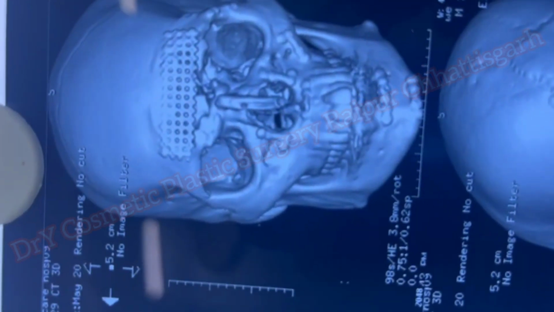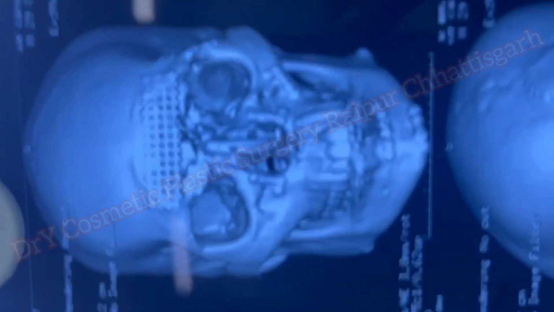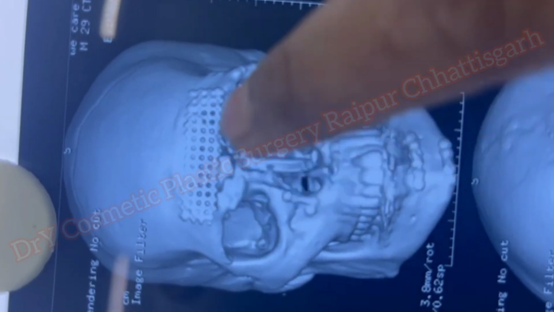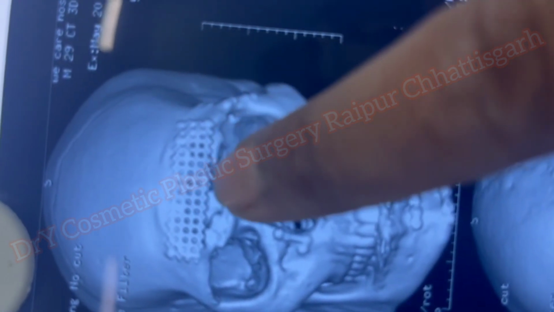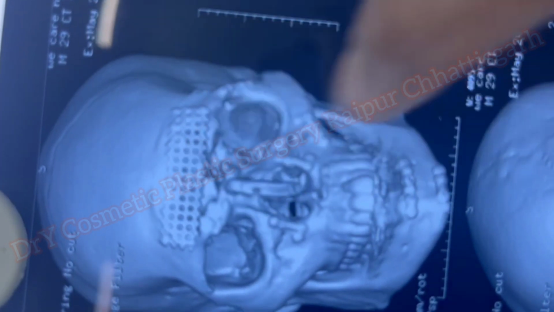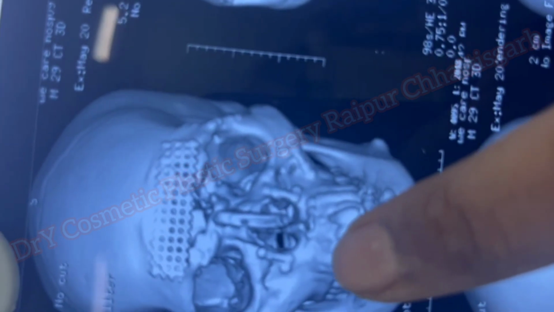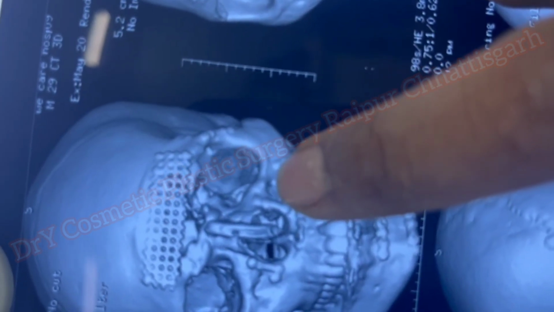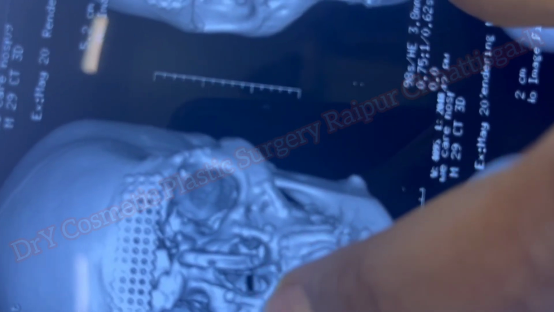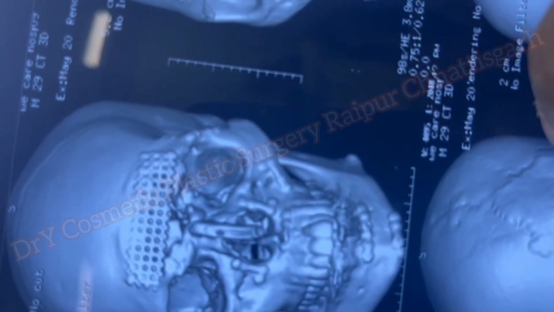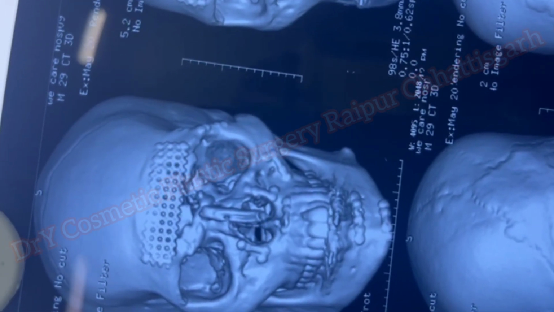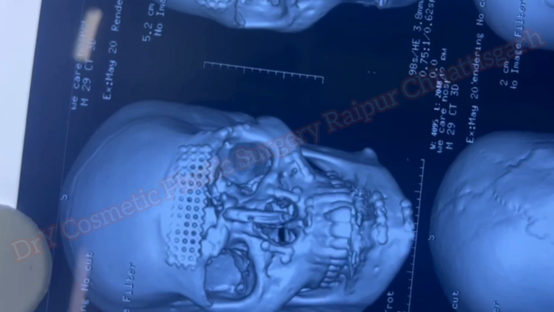In the same patient, we can see here this depressed area where the mesh has been placed. Even after that, this area is very much depressed in this patient, and this is the nasofrontal area, the nasomaxillary area. Nasomaxillary plates are there, one and one, two. So osteotomy may not be possible here, but I will try to do something better in this case.